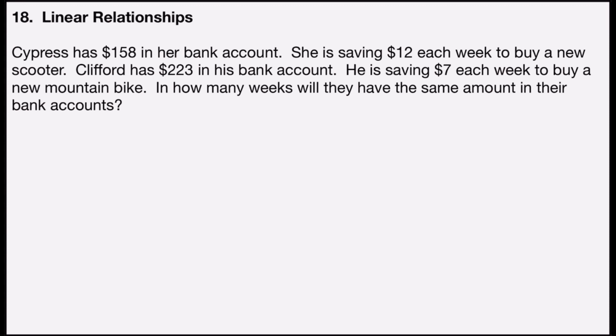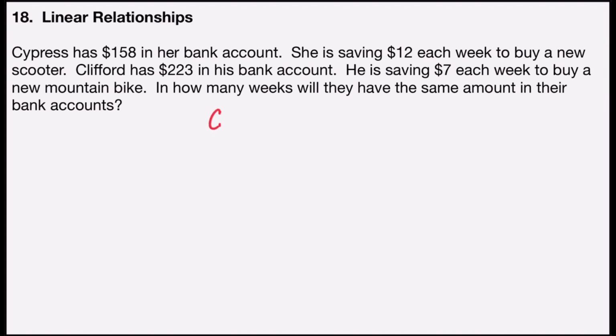Problem number 18 is linear relationships. It says Cypress has $158 in her bank account. She is saving $12 each week to buy a new scooter. Clifford has $223 in his bank account. He is saving $7 each week to buy a new mountain bike. In how many weeks will they have the same amount in their bank accounts?